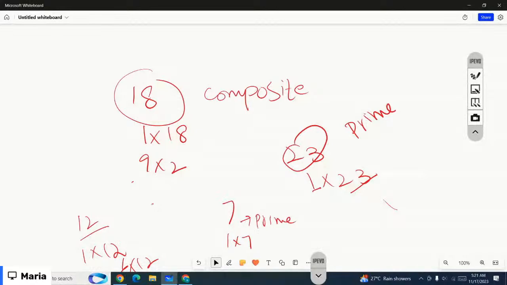Just listen to me carefully. If a number has only two factors, 1 and the number itself, the number is a prime number. And if a number has more than two factors, the number is a composite number.